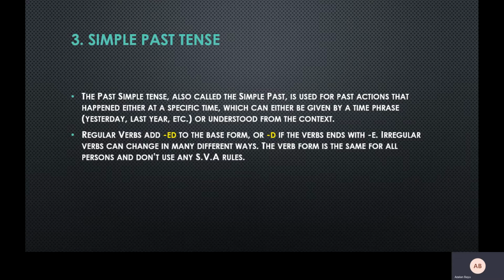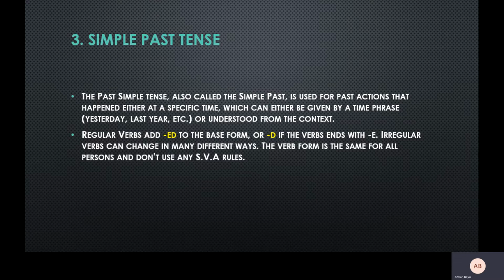So we have to use what we call simple past tense. To form it is not that easy because you have to change the verb. For regular verbs, usually you add ed, or you add d to verbs ending with e. We have regular and irregular verbs. Regular means yang biasa, irregular yang luar biasa. Usually irregular verbs can change in many different ways. And the verb form is the same for all persons.